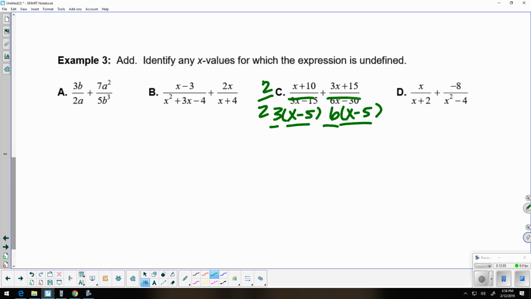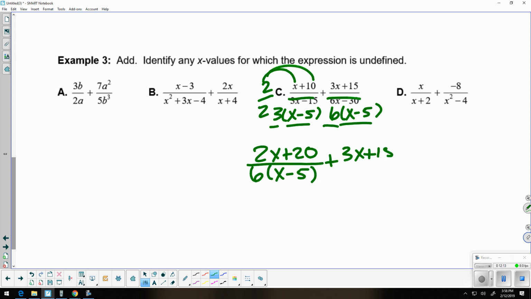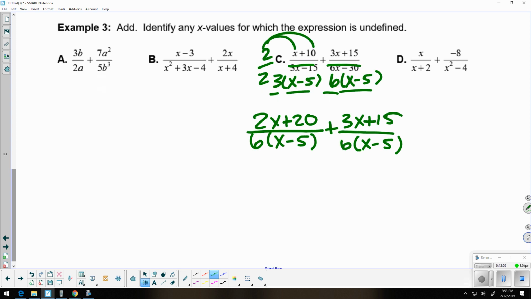So on top, I'm going to go ahead and distribute, making that 2x plus 20. My new denominator is now 6 times (x minus 5), plus nothing changed over here, so I'm just going to recopy down what I have. Okay, so now we're all set. So going across, my denominator, I'm going to keep that 6(x minus 5). And now we have to add going across. So 2x and 3x, that would make that into a 5x. 20 plus 15 is going to make that 35.